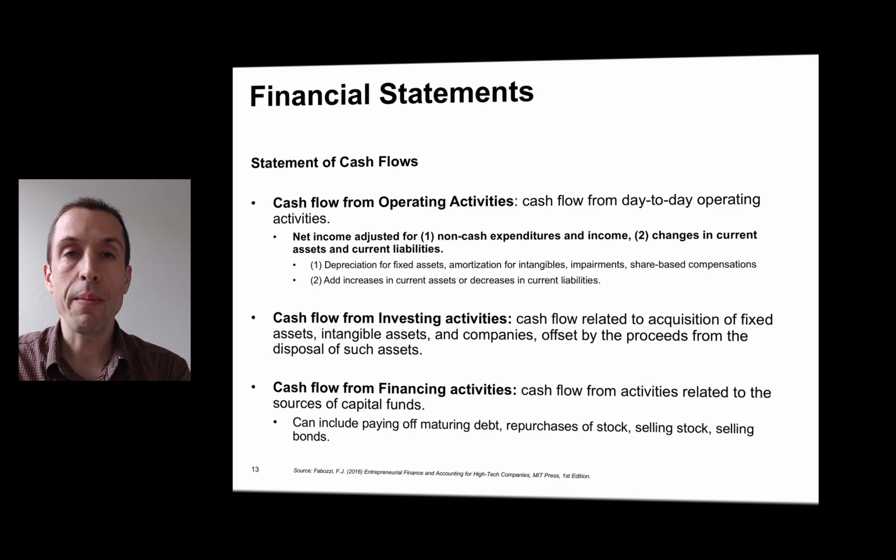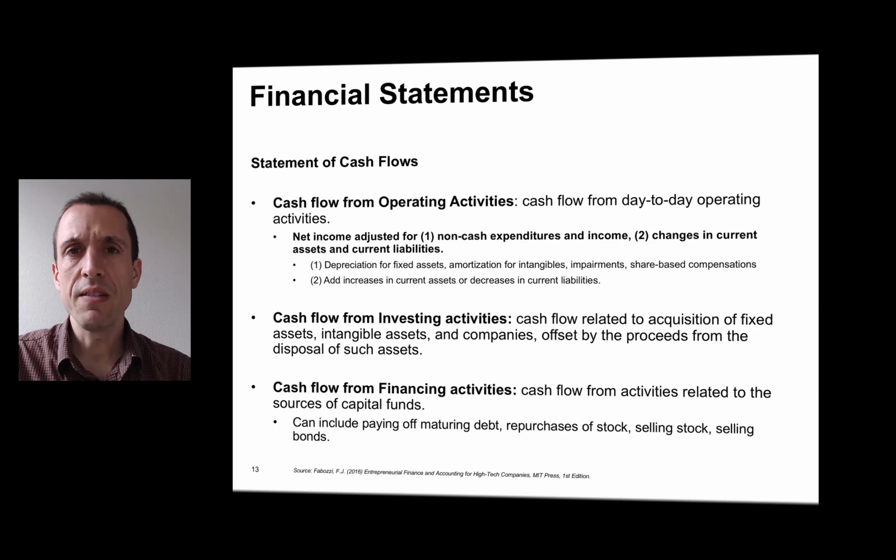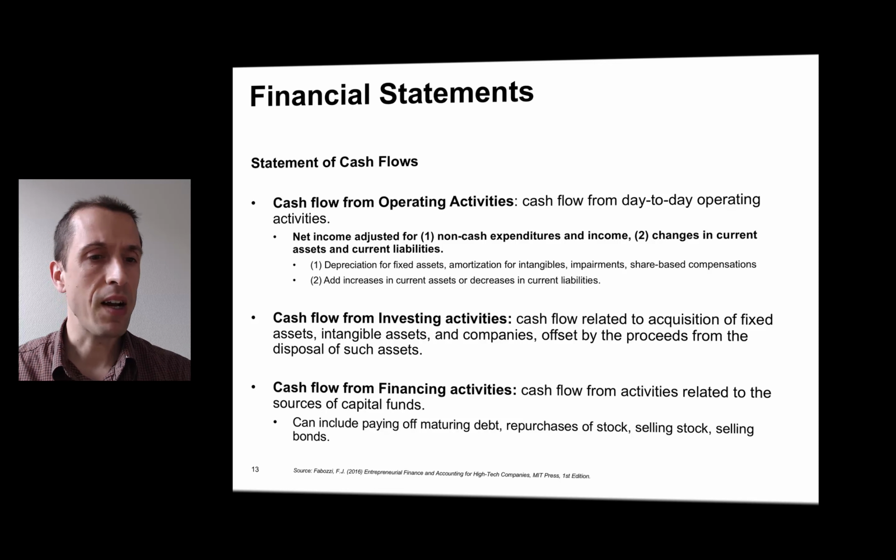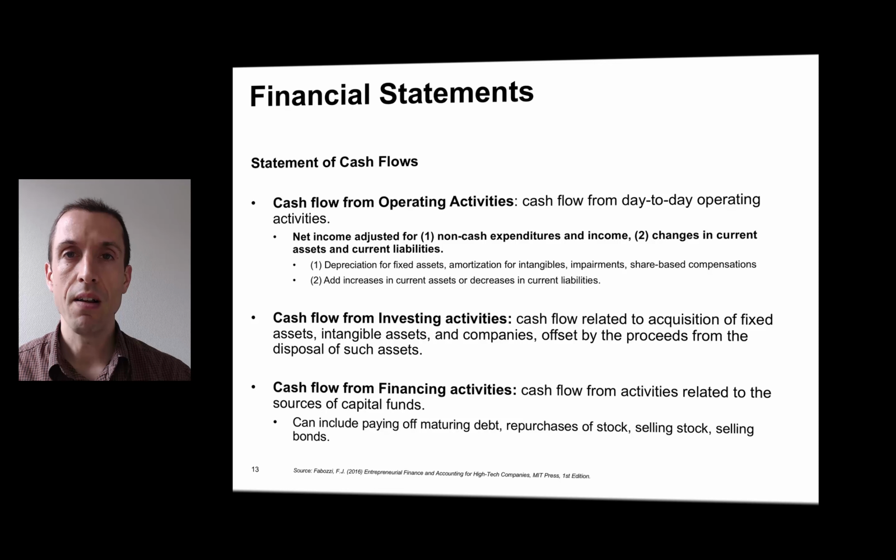Next element, cash flow from investing activities. This is the cash flow related to the acquisition of fixed or intangible assets and companies, offset by the disposal of such type of assets. Why is this important? Some companies have huge investments in maybe their capital, what we usually call capex. So maybe they need to keep investing in getting new assets, getting new production plants, getting new equipment. It's important that this gets captured because otherwise you will only see that the balance gets bigger, but you actually don't understand that to stay competitive in that business, you have to continuously keep investing.